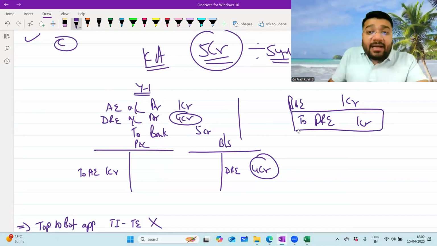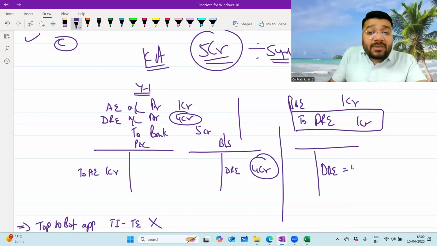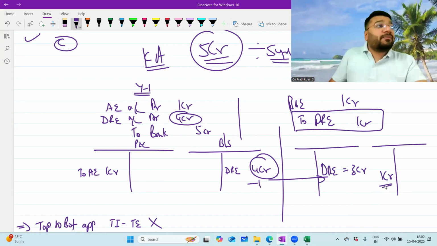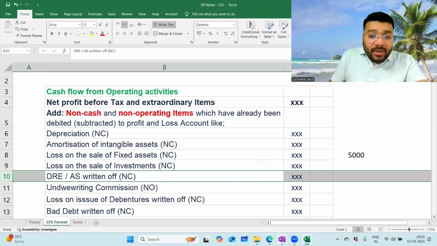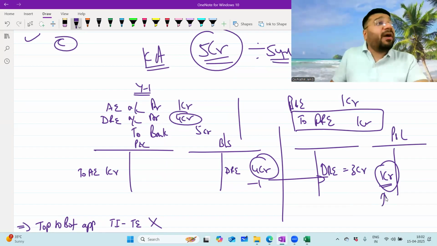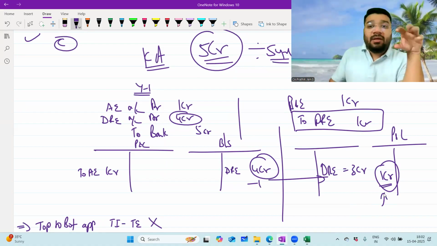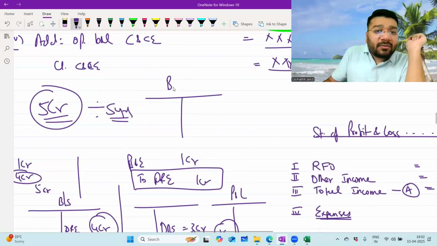So the moment I credit the deferred revenue expenditure, in the second year balance sheet the deferred revenue expenditure becomes now 3 crore. 4 minus 1 is how much? 3 crore. And in the P&L of that year, you'll record 1 crore as expenditure. Correct? So now do you understand the meaning of deferred revenue expenditure written off? This 1 crore rupees you've written off in the P&L of the second year is called deferred revenue expenditure written off.